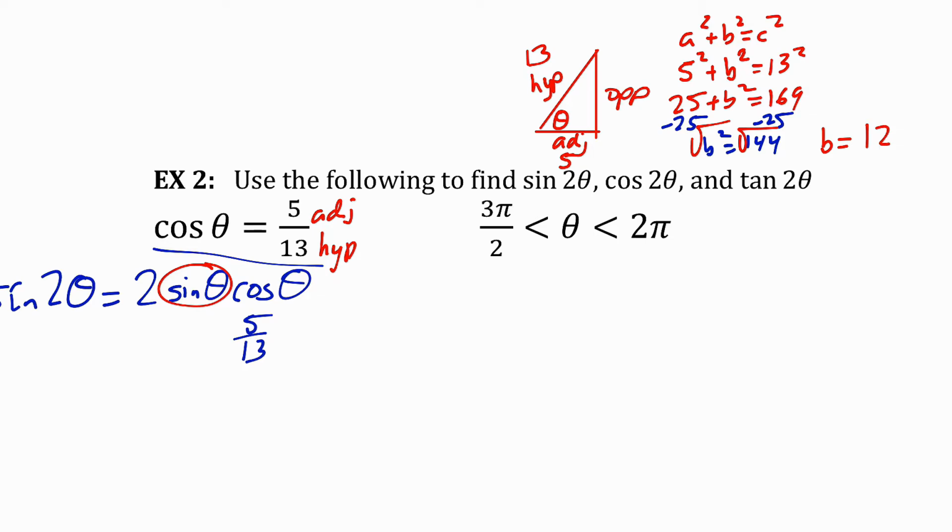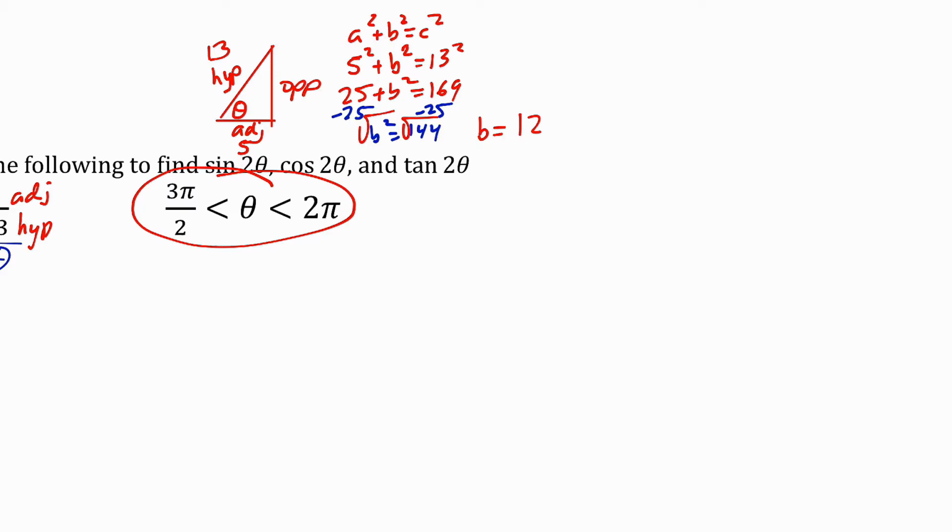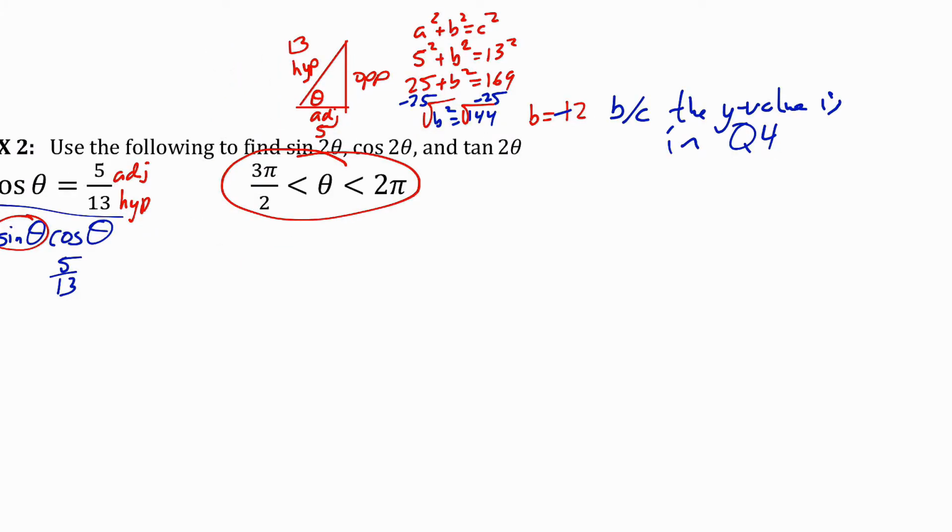Now, one thing we need to pay attention to is the domain restriction of 3 pi over 2 to 2 pi. So we're working in quadrant 4. In quadrant 4, the B value, which is our height, is actually going to be a negative height. So in this case, our B value is negative 12, because the sine value, the y value, is in quadrant 4, so we have to be dealing with a negative value there. Let me rewrite that a second. So it's negative 12.